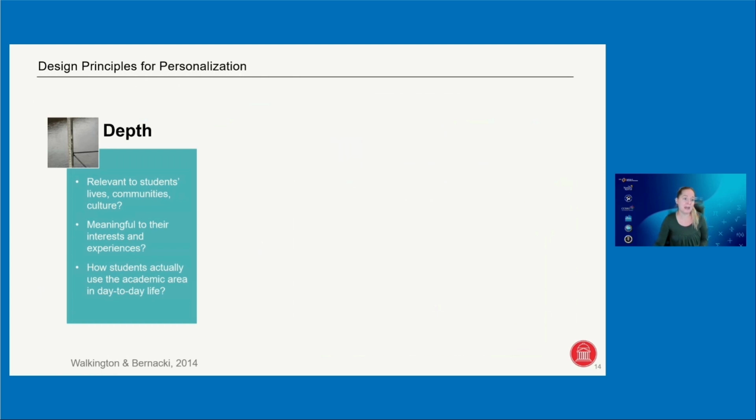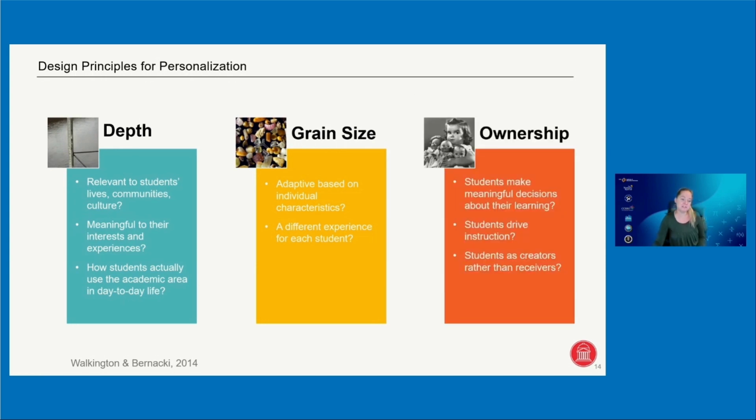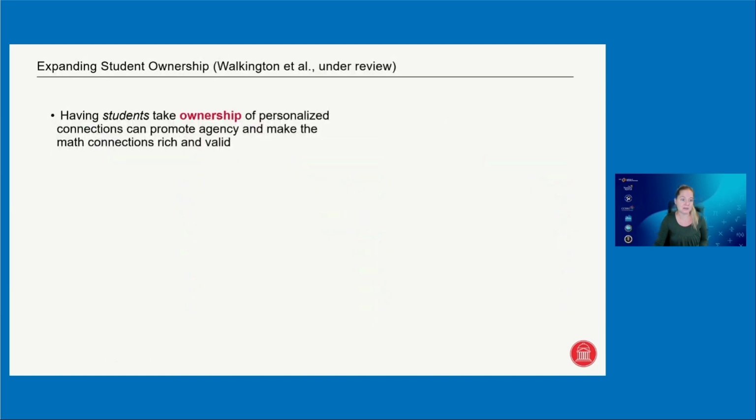So the first is depth, whether the problems are relevant to students' lives, communities, and culture. The second is grain size, or whether it's adaptive based on individual experience. And the third is ownership, whether students can make meaningful decisions about their learning and drive instruction.